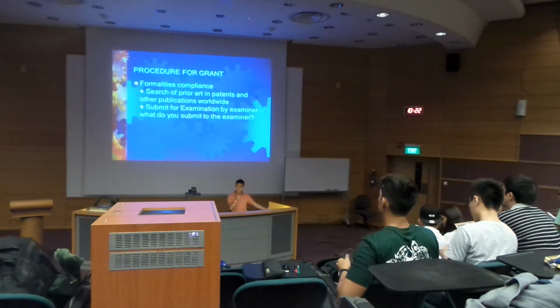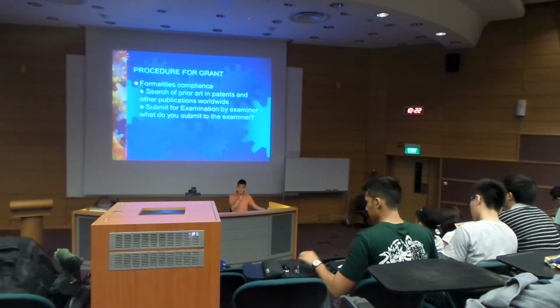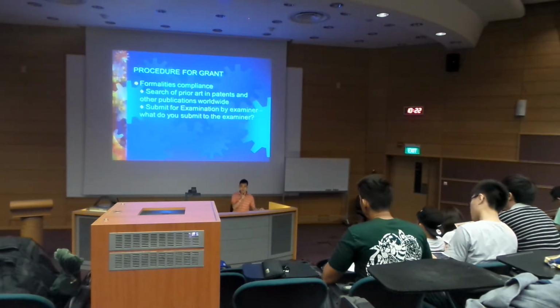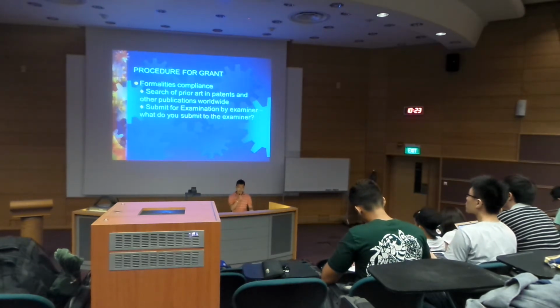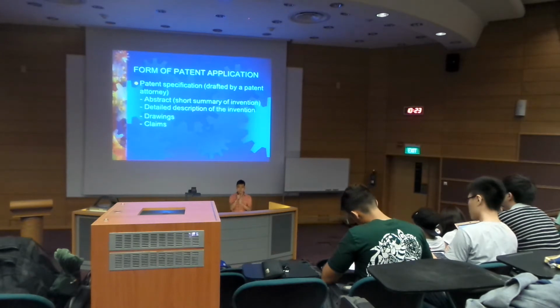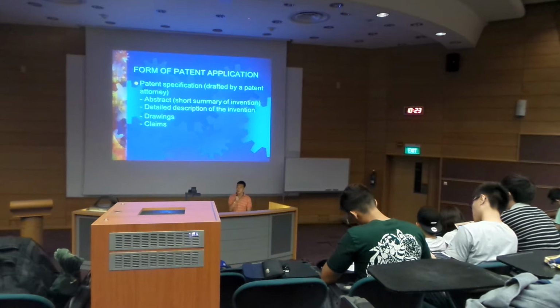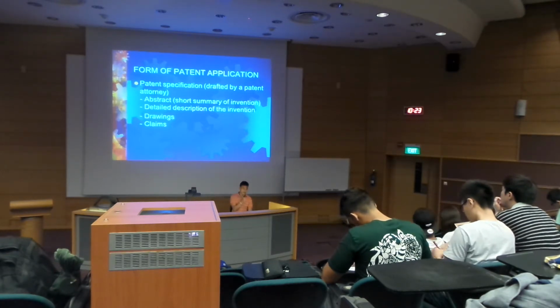Alright. Second is you have to hand in something to the examiner. Okay? You have to submit to IPOS, which will hand it to the examiner, but IPOS will make sure that you hand in the correct thing to the examiner. What do you hand in to the examiner? It's called a patent specification. It's called patent specification. And this patent specification necessarily comprises 4 parts.